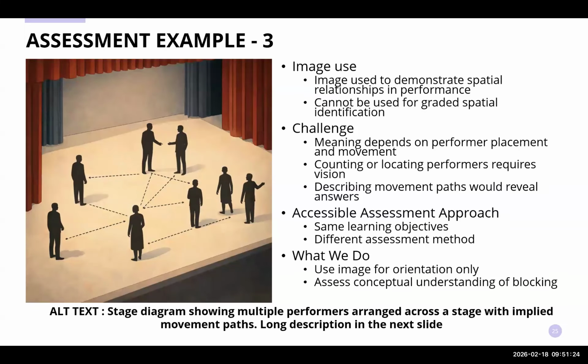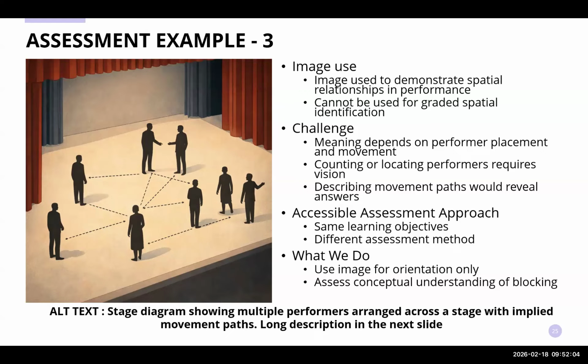Now let's look at our third assessment example, and this brings us back to the stage diagram from a performance study. During instruction, that diagram helps students understand blocking, spatial relationships, and movement across the stage. It visually showed who stands near whom, who faces whom, and how movements create meaning. But in an assessment setting, we have to be very thoughtful. The image is used to demonstrate spatial relationships in performance, but it cannot be used for graded spatial identification.